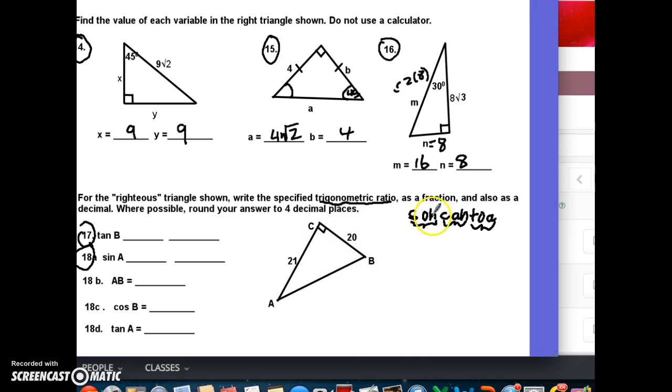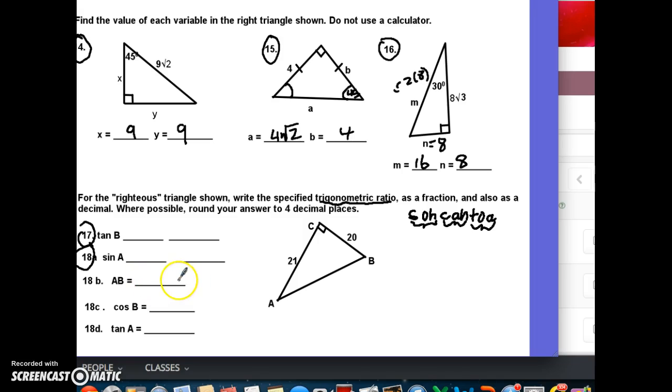And the opposite, hypotenuse or adjacent, will be a length, a side length. Okay, again, the sine, the cosine, and the tan will be of an angle. And the opposite, hypotenuse or adjacent, those are lengths that we're looking for, or side lengths. So let's go ahead and take a look here.